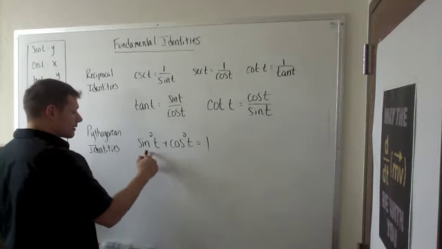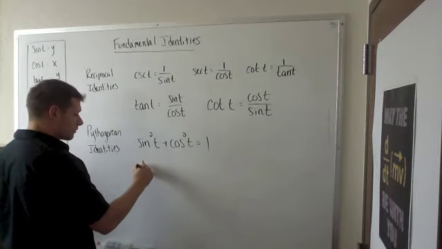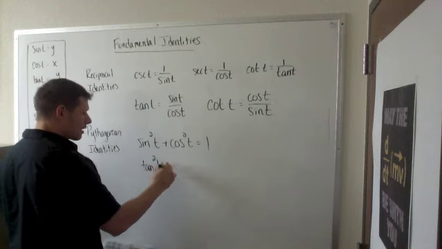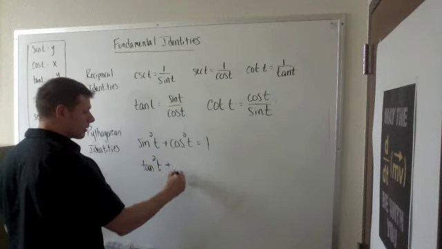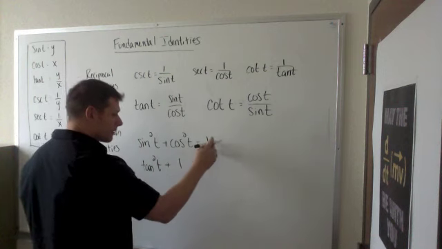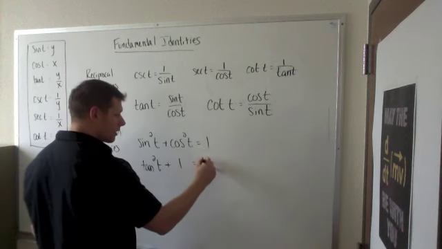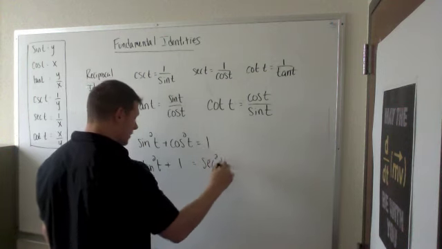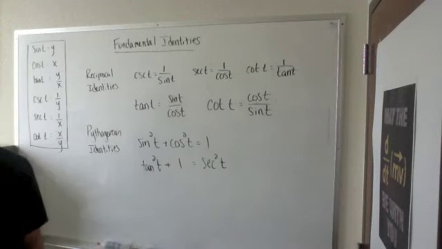So if I divide this guy by cosine squared, I get tangent squared of t. If I divide this guy by cosine squared, I get 1. And if I divide this guy by cosine squared, I get secant squared. So this is a new identity for us as well. Tan squared plus 1 equals secant squared.